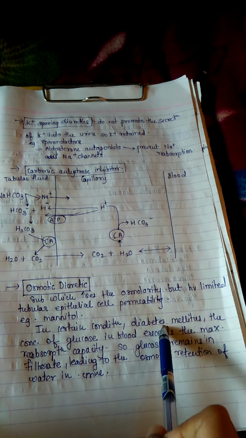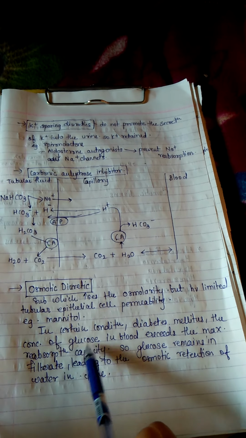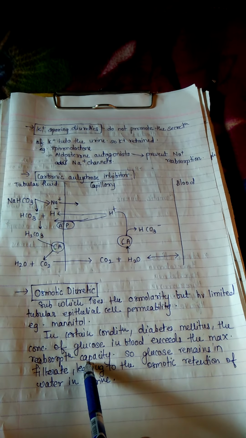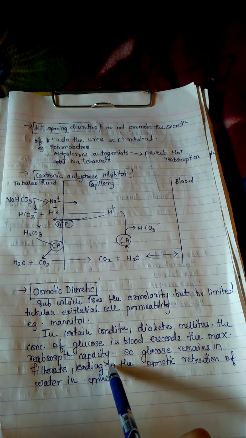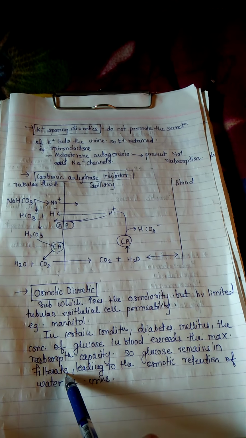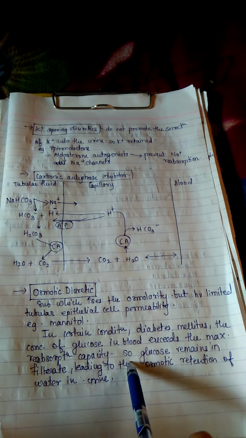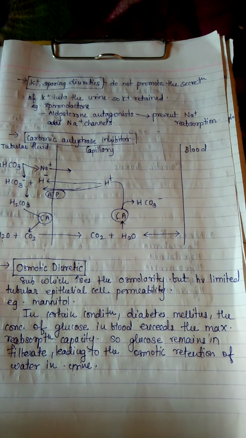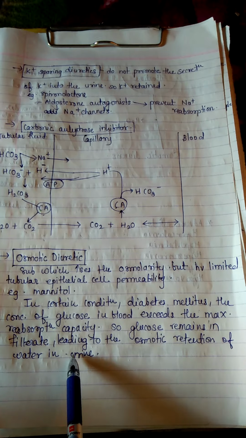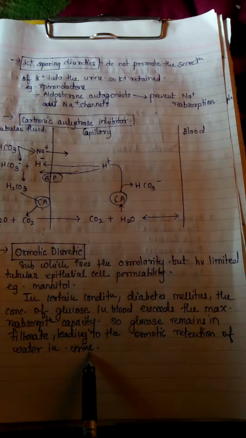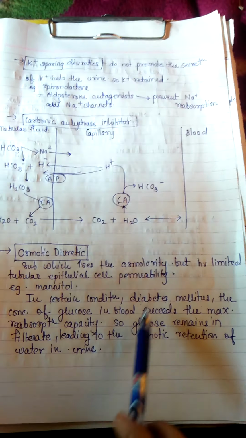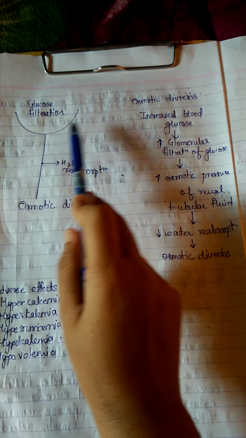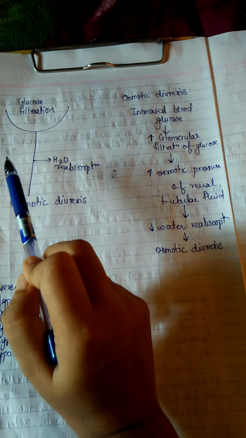See, in certain conditions, we are taking the example of diabetes mellitus. So in diabetes mellitus, the concentration of glucose in blood is high. So the maximum reabsorption capacity is exceeded. So the glucose remains in the filtrate and there is osmotic retention of water in urine. Okay. Generally, we can observe the frequency of urination increases in the diabetes mellitus condition. Okay. This is the mechanism of osmotic diuresis.